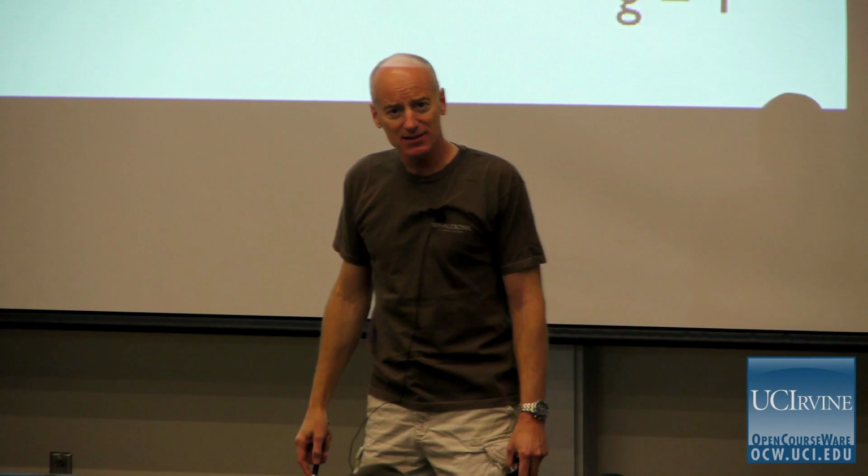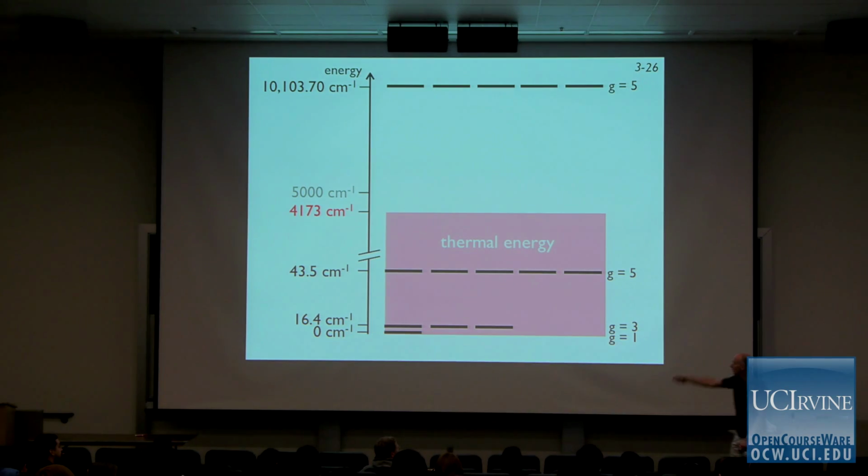9.37. Does that make sense? 1, 2, 3, 4, 5, 6, 7, 8, 9. Does it make sense that all of those are thermally accessible? Yeah. 0.37. All right? Hard to tell.